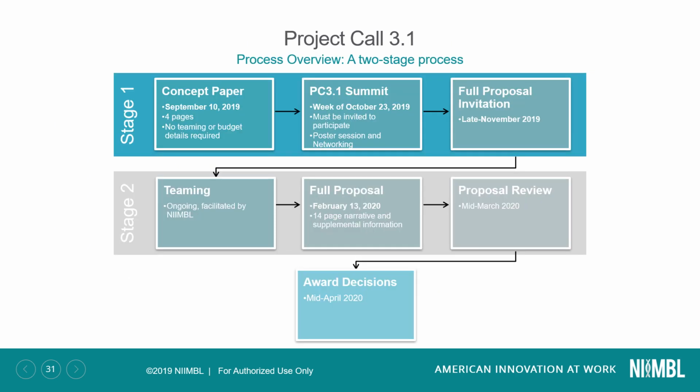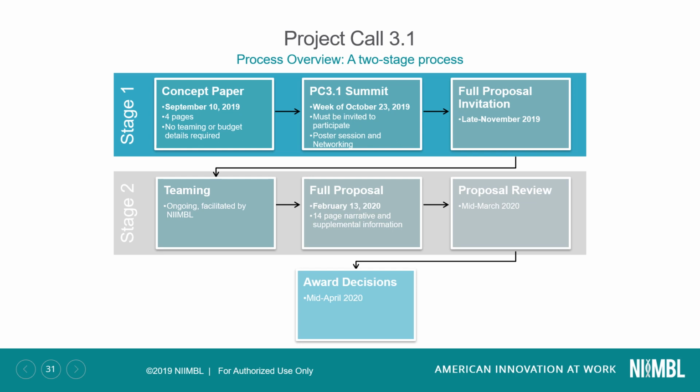All right, so here's a graphical summary of some of the deadlines. So September 10th, concept papers are due, 5 p.m. Eastern. There are no exceptions, pending natural disaster or something, which has thankfully not happened yet for any of these. The PC 3.1 Summit will be the week of October 23rd. As soon as we lock down the dates and venue, we'll distribute that widely.